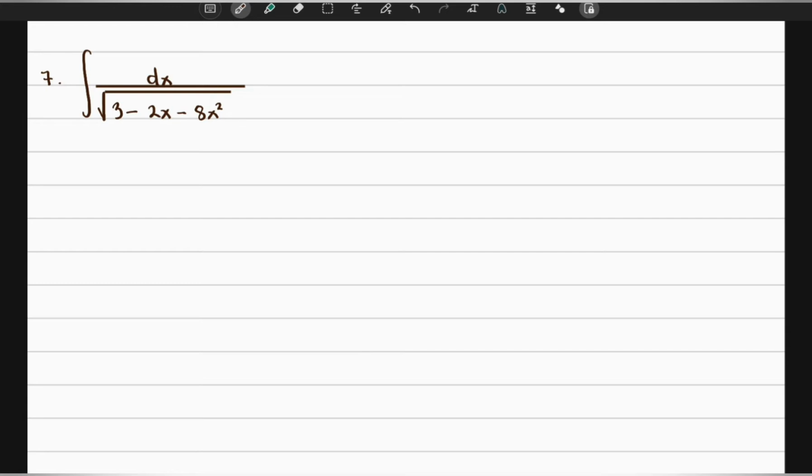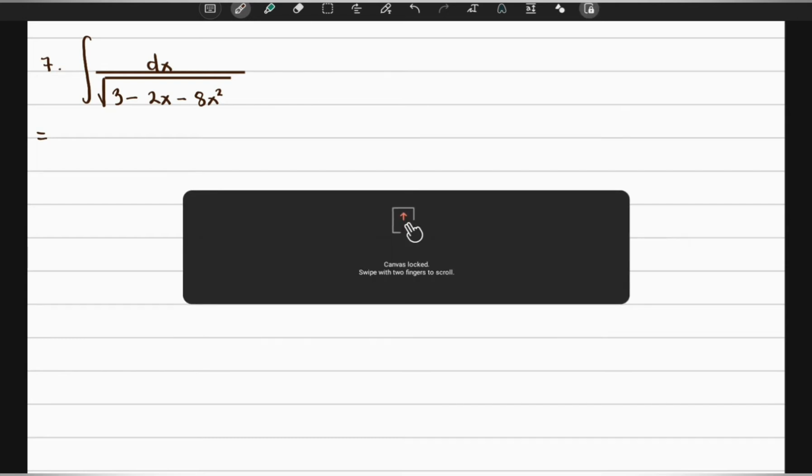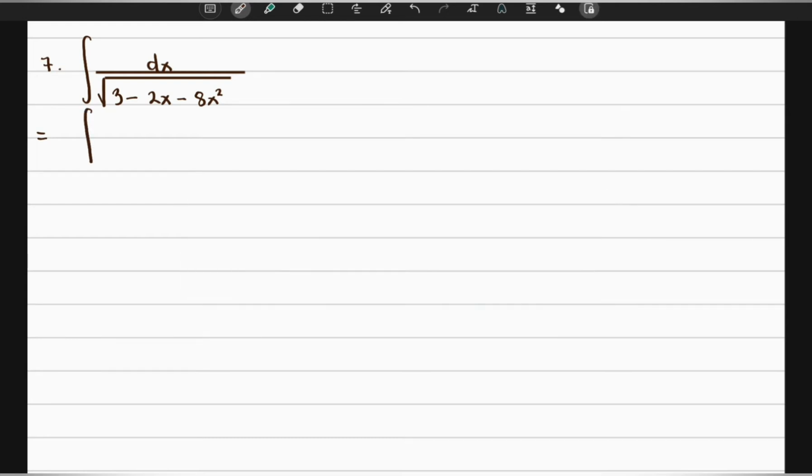So, we have here the integral of dx over the square root of 3 minus 2x minus 8x squared. Okay. So, ngayon, ang gagawin natin, since negative yung x, yung quadratic term, positive kasi dapat lagi yan. Manipulate natin. It's important guys that you take note of what we are doing.